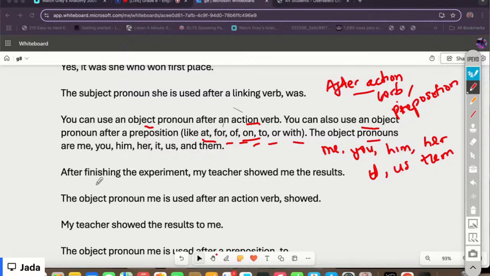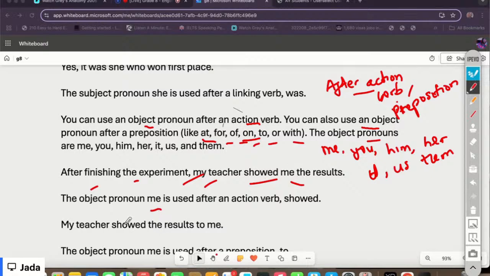So that's why we have an example like this: After finishing the experiment, my teacher showed me the results. The object pronoun is me, used after an action verb, showed. So you can see that the object pronoun does not start the sentence. It's usually at the ending or in the middle of the sentence.